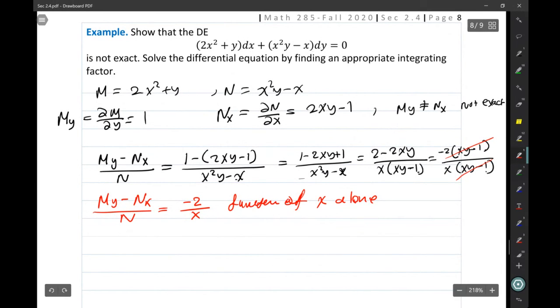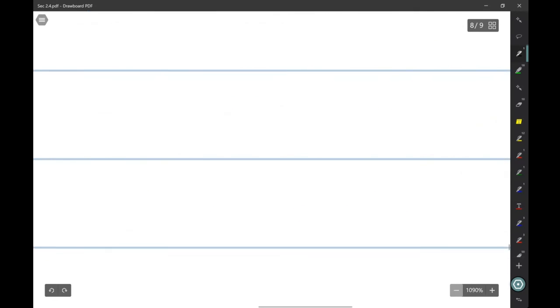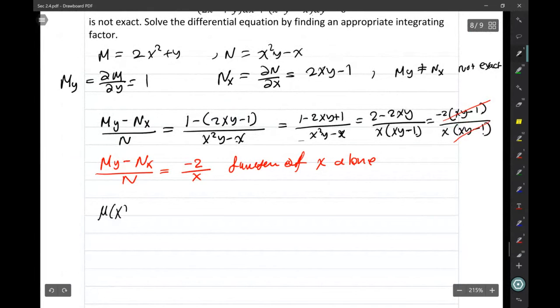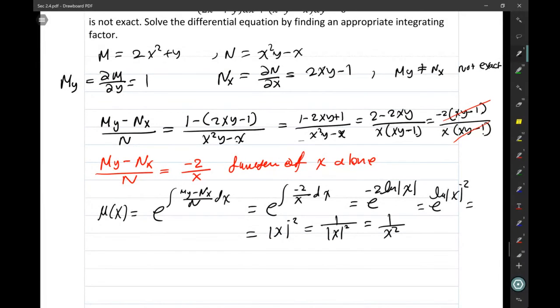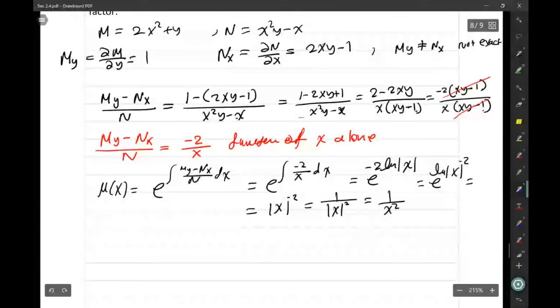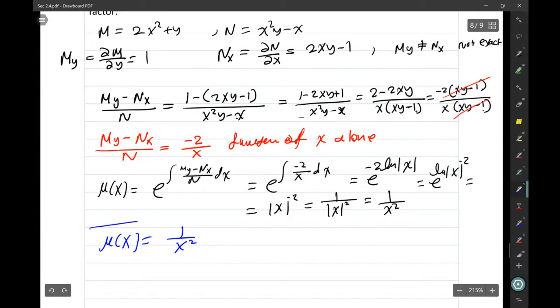Okay. Now I need to integrate to find an integrating factor. To find that mu of x, it will be e to the power integral of (M sub y minus N sub x) over N with respect to dx, which is e to the power integral of minus 2 over x dx, which is equal to e to the power minus 2 ln absolute x, which is equal to e to the power ln absolute x to the power minus 2, which is equal to absolute x to the power minus 2, which is 1 by absolute x squared, which is equal to 1 by x squared.